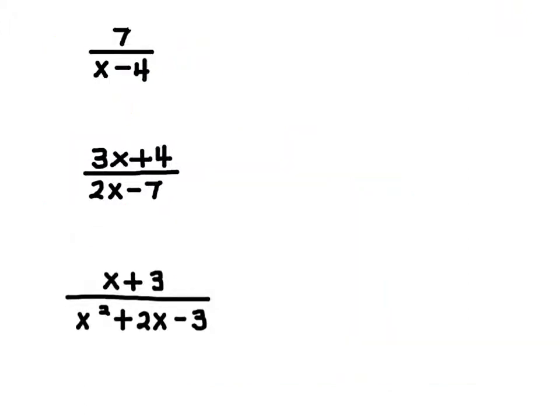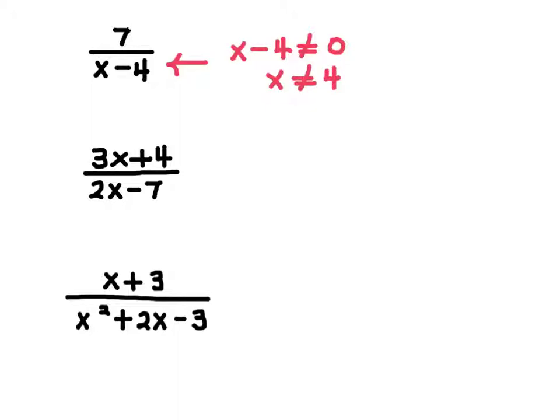Let's find the domain restrictions for these three rational expressions. In our first rational expression, we want to not have a divide by zero error. We would have a divide by zero error if x minus 4 is equal to 0. So we're going to say we want it to not equal 0. And now solving for x by adding 4 to both sides, our domain restriction is that x cannot equal 4.